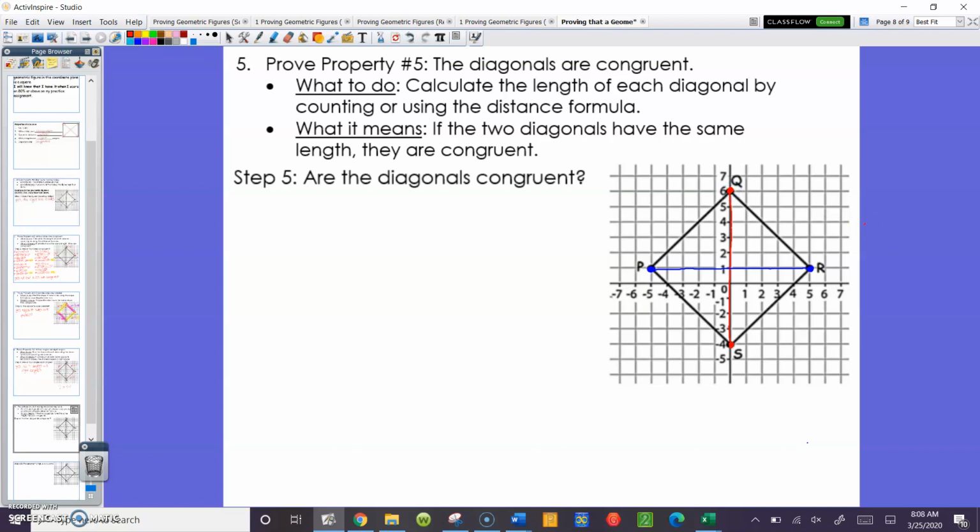So let's go ahead and look at this line segment. 1, 2, 3, 4, 5, 6, 7, 8, 9, 10. So this line segment, D equals 10. Now let's find the other diagonal. 1, 2, 3, 4, 5, 6, 7, 8, 9, 10. D equals 10. If the two diagonals have the same length, they are congruent. So are the diagonals congruent? Yes, the diagonals are congruent.